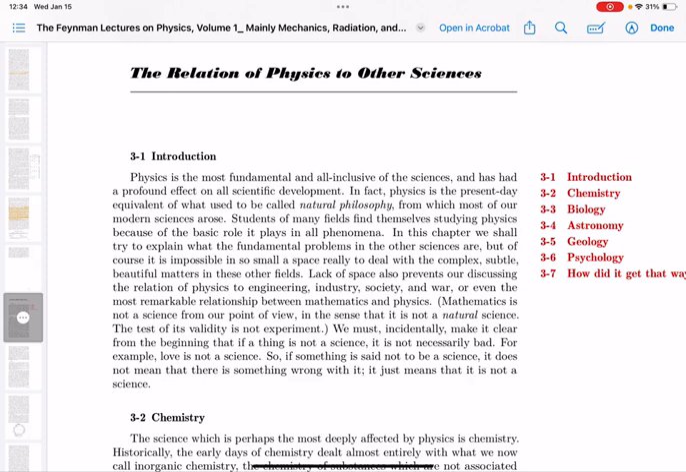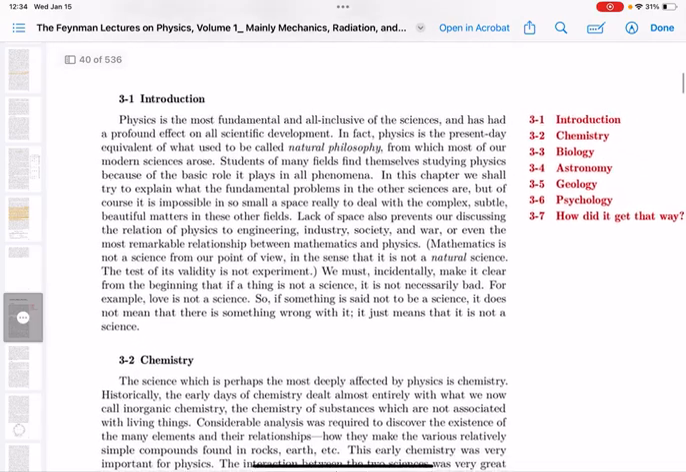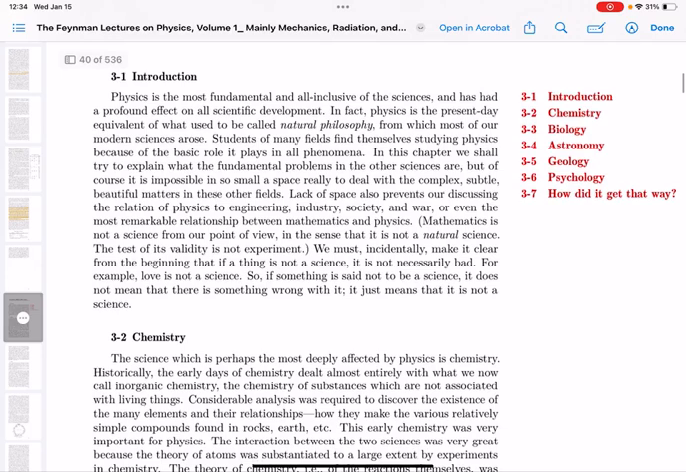Introduction. Physics is the most fundamental and all inclusive of the sciences and has had a profound effect on all scientific development. In fact, physics is the present day equivalent of what used to be called natural philosophy, from which most of our modern sciences arose. Students of many fields find themselves studying physics because of the basic role it plays in all phenomena. In this chapter, we shall try to explain what the fundamental problems in the other sciences are.